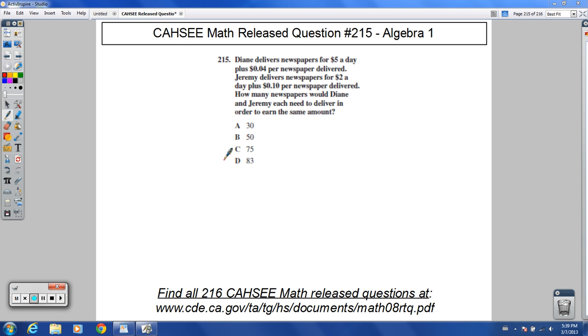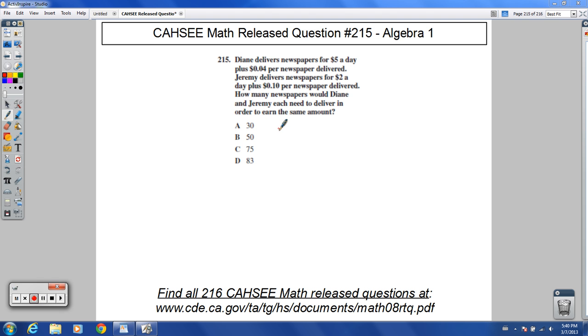Welcome to release question 215 for CAHSEE Math. Second to last question in the release questions here. Almost there. 215 says that Diane delivers newspapers for $5 a day plus 4 cents per newspaper delivered. Jeremy delivers newspapers for $2 a day plus 10 cents per newspaper delivered. How many newspapers would Diane and Jeremy each need to deliver in order to earn the same amount?